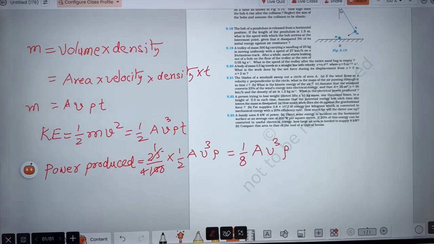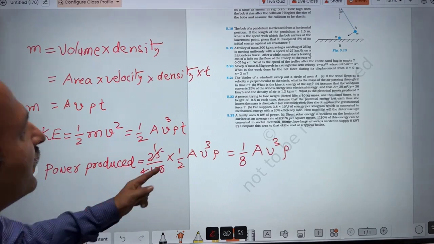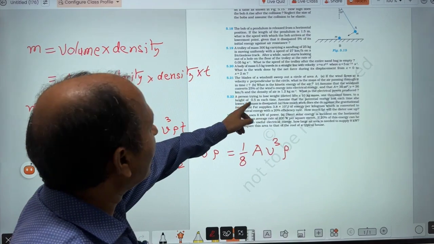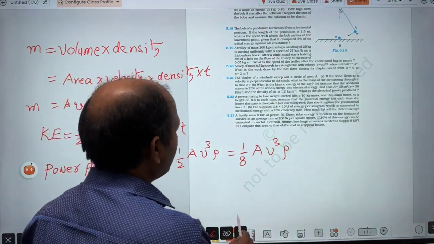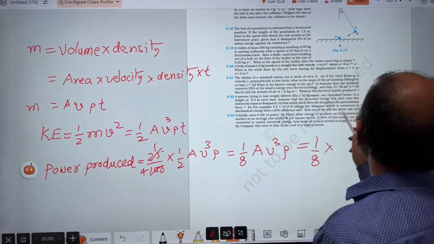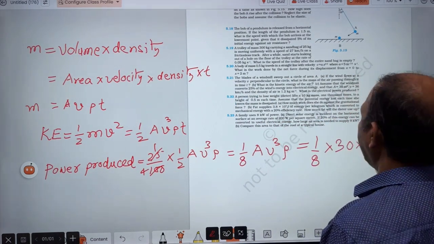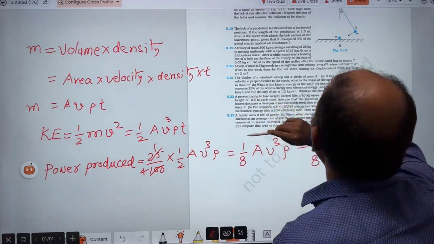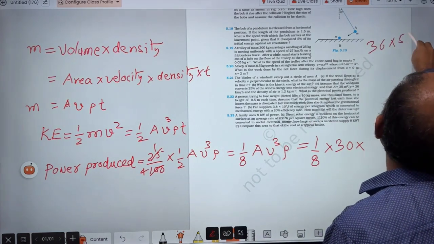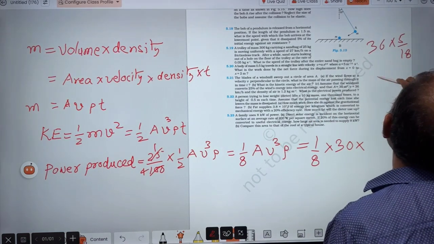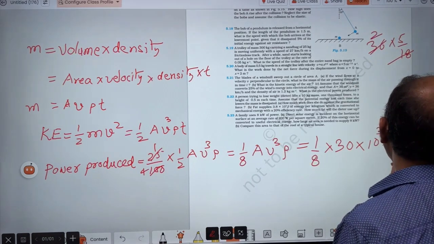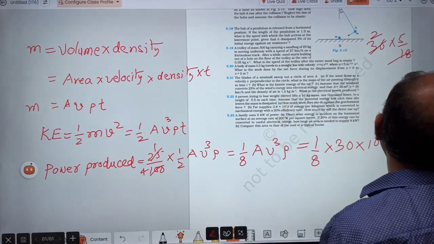Now what you can do, you can put the values. The values are given: area is 30, velocity is 36 km per hour, and density is also given. So let's put the values. 1/8 into area 30 multiplied by velocity. Velocity is given as 36 kilometer per hour, so 36 into 5/18 will convert it into meter per second. So it is 10. And so we need 10 cube into density, given as 1.2.